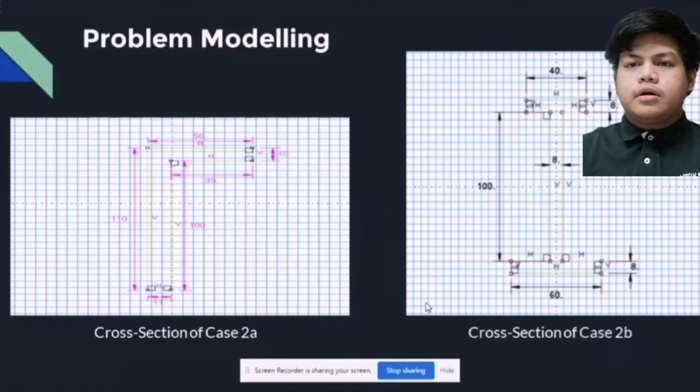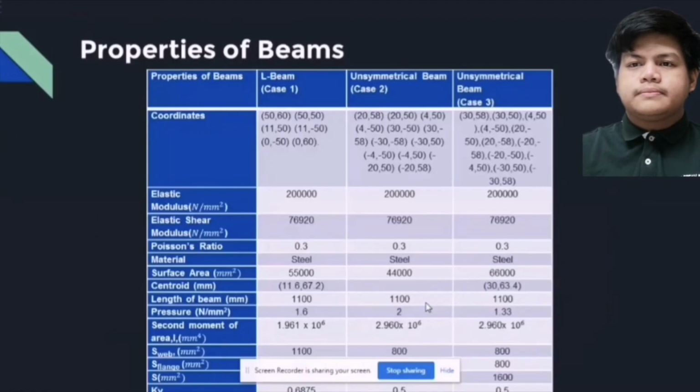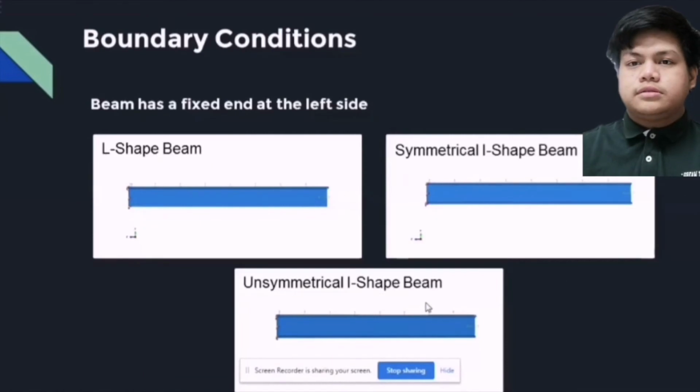Using Abaqus software, we managed to create this cross-section for each case. We have case 2A, case 2B, and case 2C. So these are the properties of the beams. We have the coordinates, elastic modulus, elastic shear modulus, Poisson's ratio, material, surface area, centroid, length of beam, pressure, second moment of area, surface of web, surface of flange, and total surface.